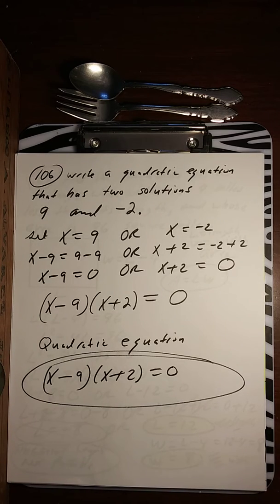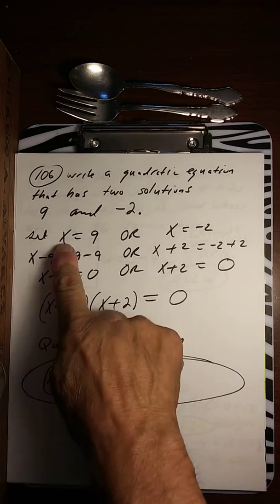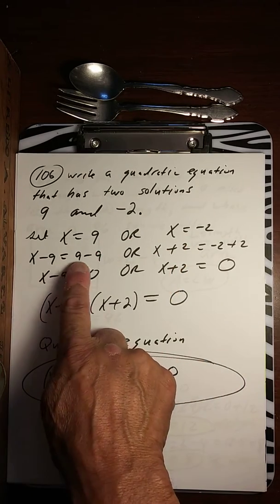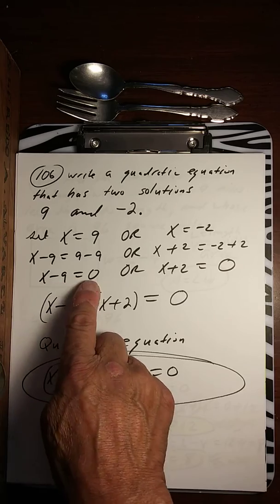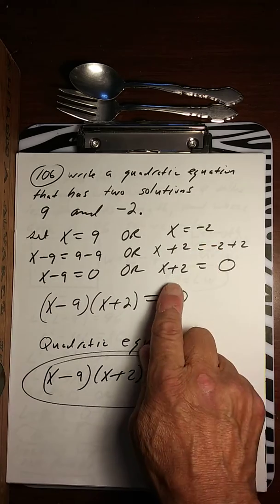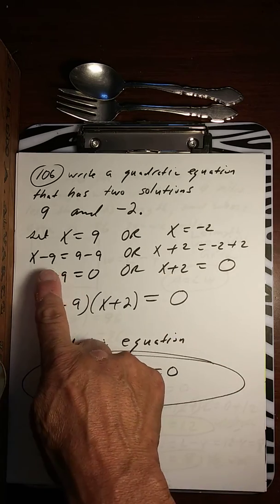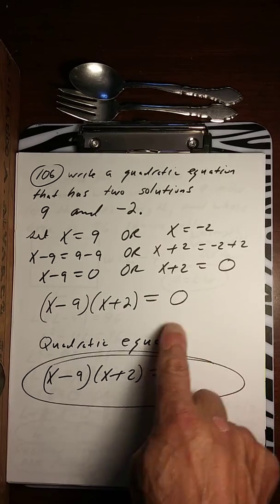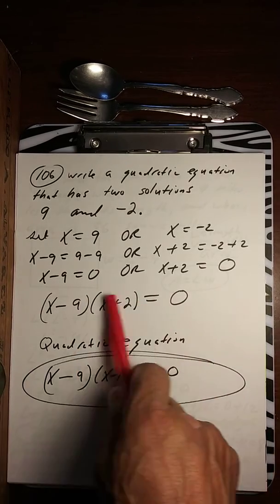Write the equation that has the two solutions, 9 and negative 2. So x equals 9, and x equals negative 2 are the answers. So minus 9, so x minus 9 equals 0. And you go plus 2, x plus 2 equals 0. So left times left, x minus 9 times x plus 2 equals 0 times 0. So this is the answer right there.